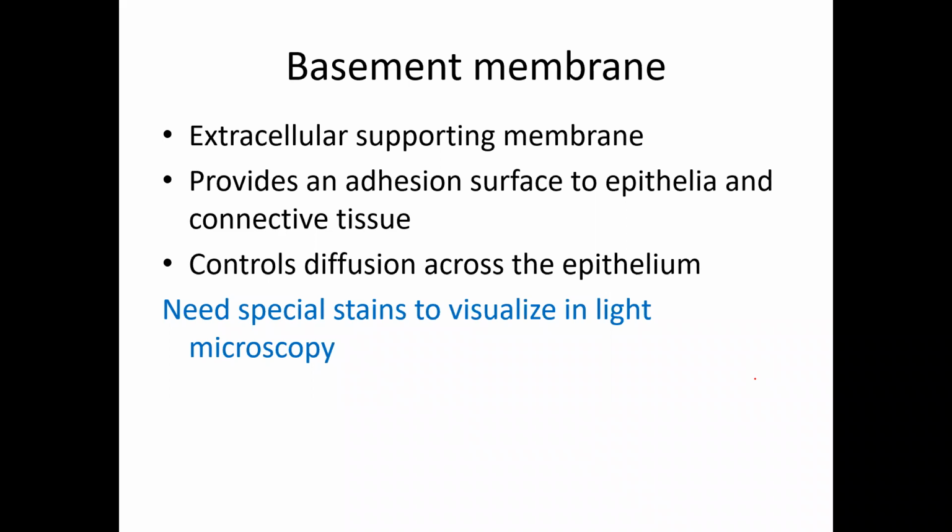The basement membrane produces extracellular support because it adheres to the cells as well as to the underlying tissues, right? It provides an adhesion surface to the epithelia and to the connective tissue on either side. So it attaches the epithelium superficially and prevents the epithelium from getting shed or separating from the connective tissues.